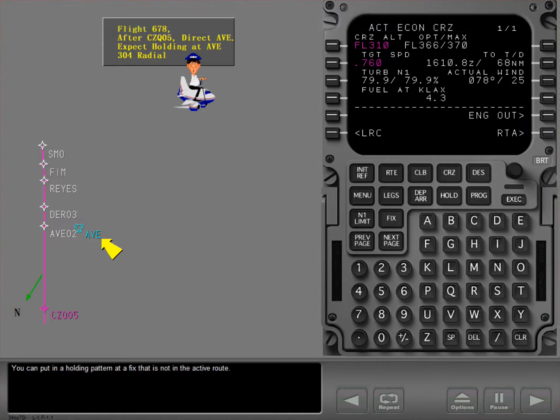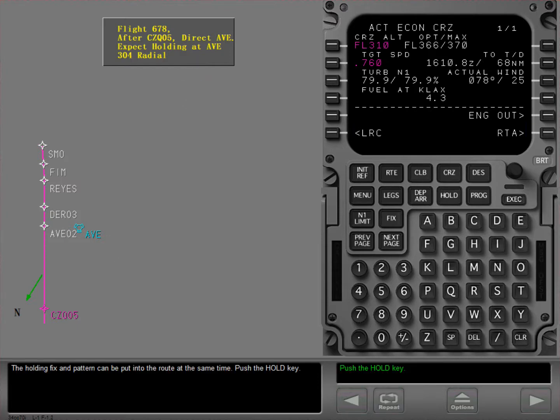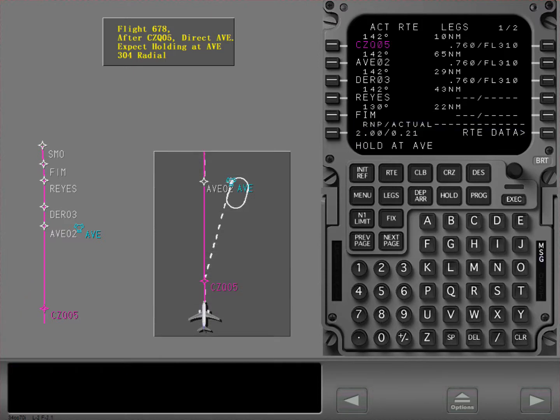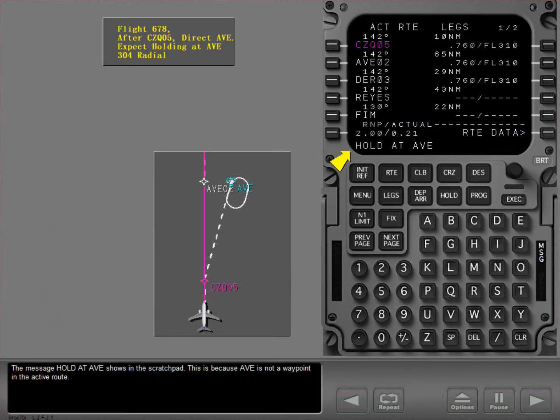You can put in a holding pattern at a fix that is not in the active route. The holding fix and pattern can be put into the route at the same time. Push the hold key. Put Avenol into the Hold At boxes. The message Hold At Avenol shows in the scratch pad.